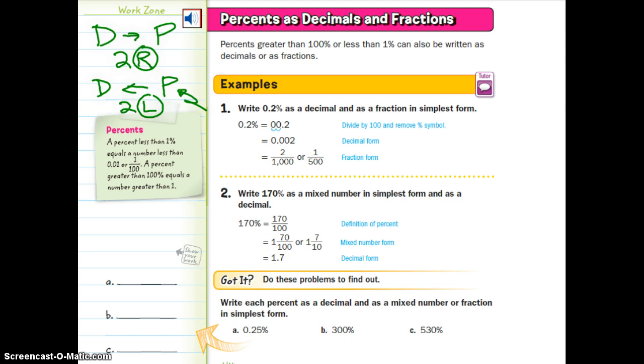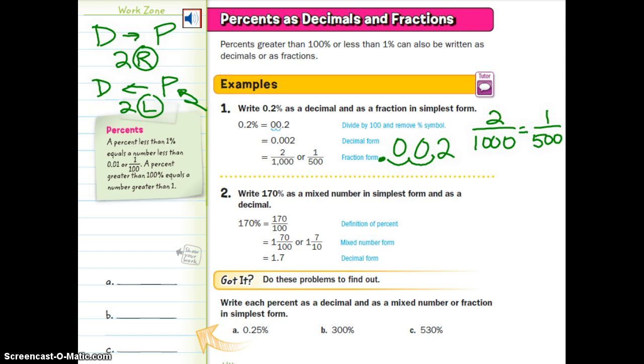Let's make this bigger just so we can see our points. We're going 2 to the left. 1, 2, there's not a 0, we have to put 1 in. So we have 0.002. Now, let's read that aloud. That's tenths, hundredths, thousandths. That's 2 over 1,000. That is divisible by 2, which is 1/500.